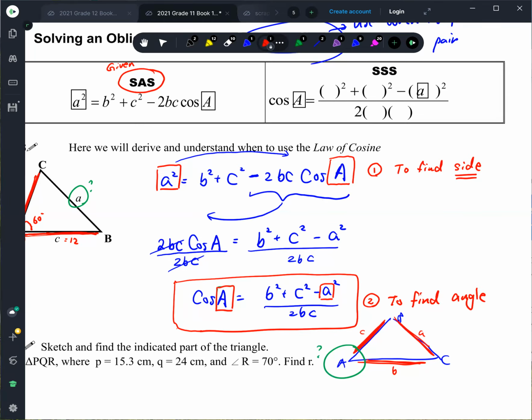Because the letters will change, you don't want to just memorize ABC. What if they change to PQR, or MON? Then you don't know how to use the formula. So remember the position. If you want to find angle A, then your side A goes here. If you want to find angle P, then you put side P at the top corner.